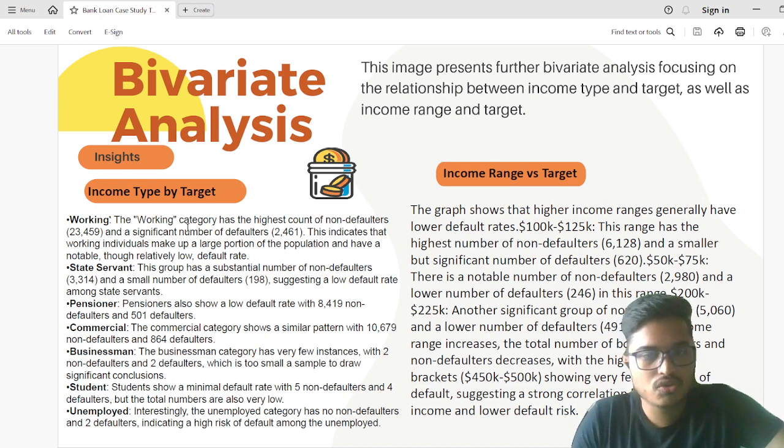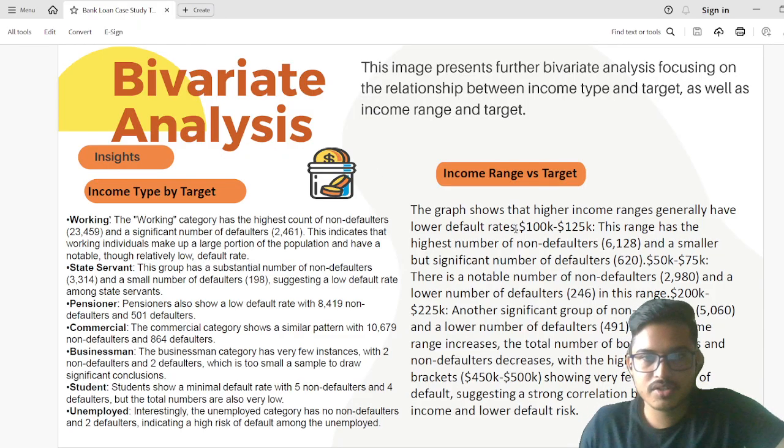Pensioners also show a low default rate with 8,490 non-defaulters while 501 defaulters. The commercial category shows a similar pattern with 10,679 non-defaulters and 164 defaulters. The businessman category has very few instances with 2 non-defaulters and 2 defaulters, which is too small a sample to draw significant conclusions. Students show a minimum default rate with 5 non-defaulters and 4 defaulters, but the total numbers are also very low. Interestingly, the unemployed category has no non-defaulters and 2 defaulters, indicating a high risk of default among the unemployed.